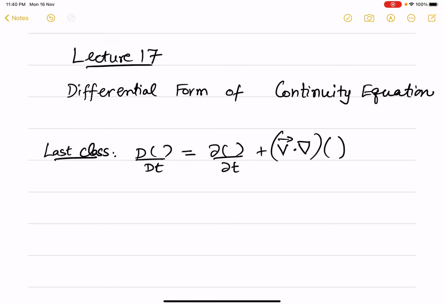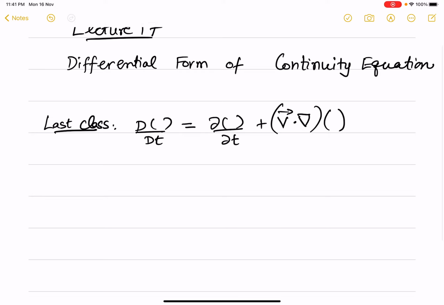In the last class, we had seen the differential analog of Reynolds transport theorem. That is, we saw how the material derivative of any quantity is related to the local derivative of that quantity. And we got a relation of the form d by dt of any quantity is equal to partial by partial t of that quantity plus v dot grad operating on that quantity. And this quantity here can be anything, a scalar or a vector, or maybe even a second order tensor, and this relation will hold like this.